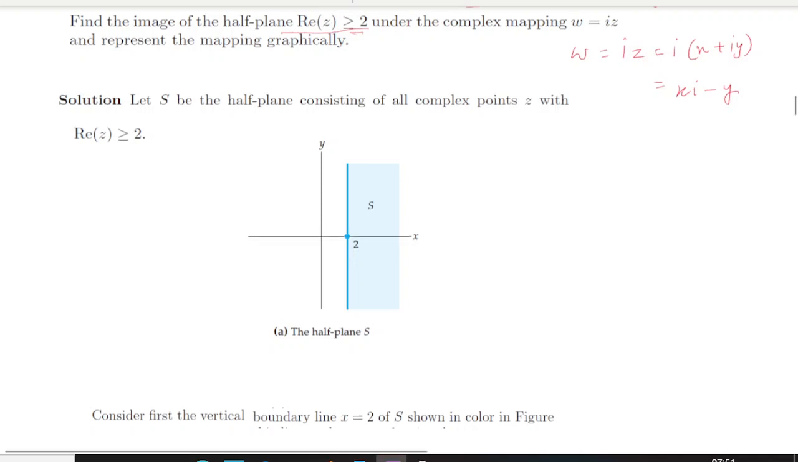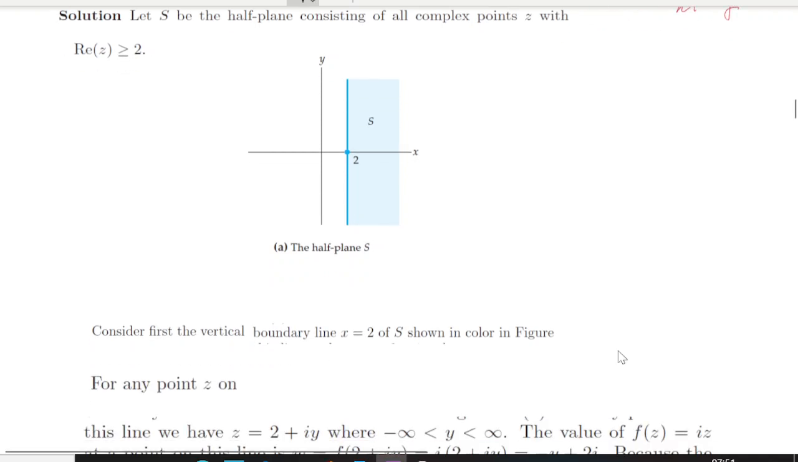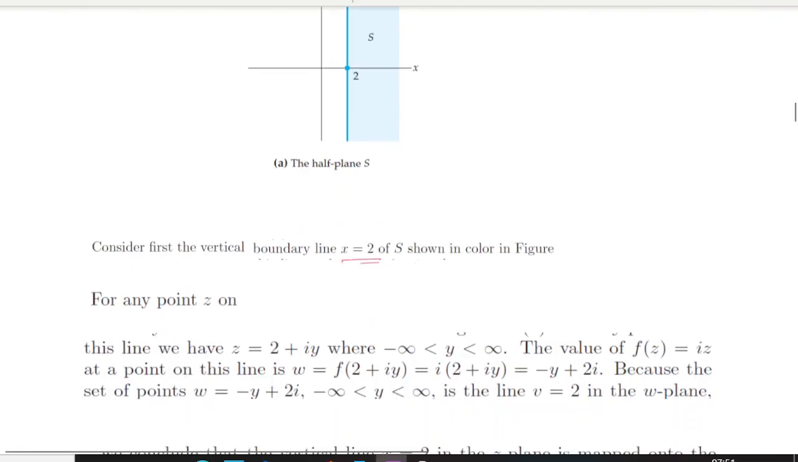Now first of all, we will consider this vertical boundary, that is this line x equal to 2. Consider first the vertical boundary line x equal to 2 of S. For any point z on this line, what will happen? Any z on this line can be taken as z equal to 2 plus iy, where y can vary over the entire real number.